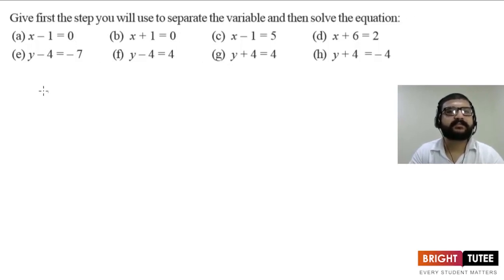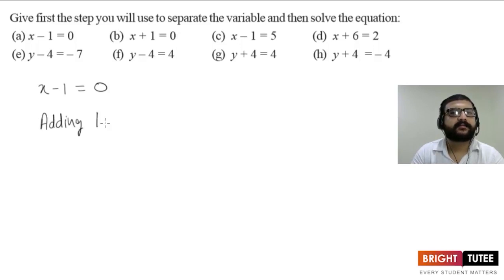So here the first equation is x minus 1 is equal to 0. We have to solve the equation, that is we have to find the value of x. First we have to tell by using which step we can get the value of x, or by using which step we can separate the variable here. Now with x we have minus 1. So we have to get rid of this minus 1. And how can we do that? We can do that by adding 1 to both the sides of the equation.